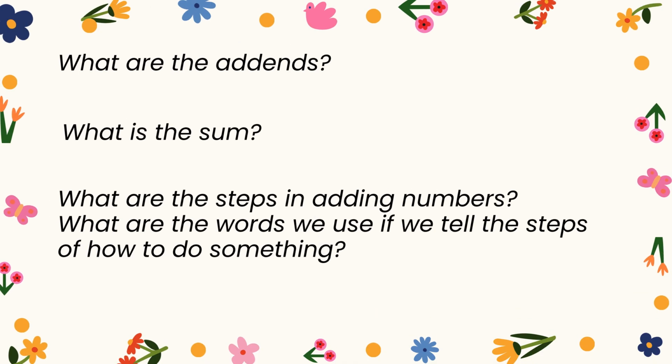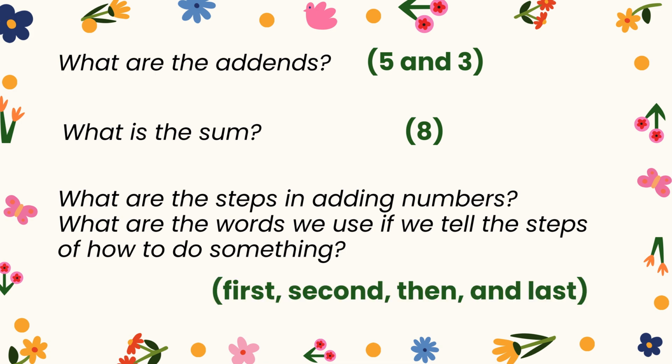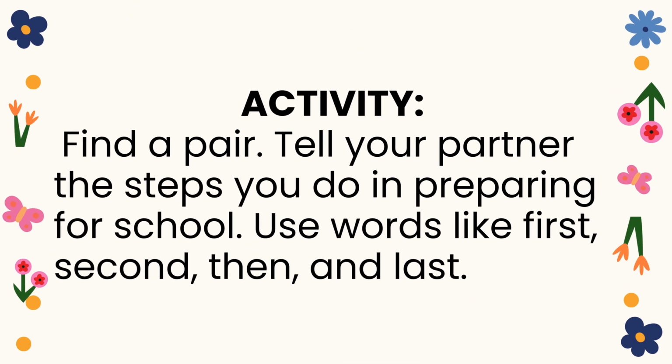What are the addends? The answer is 5 and 3. What is the sum? The answer is 8. What are the steps in adding numbers? What are the words we use if we tell the steps of how to do something? The answer is first, second, then, and last. Activity. Find a pair. Tell your partner the steps you do in preparing for school. Use words like first, second, then, and last.